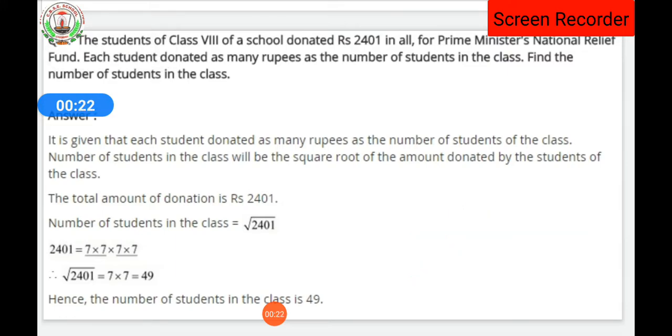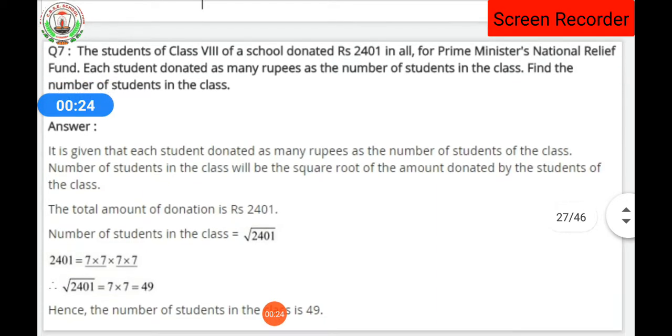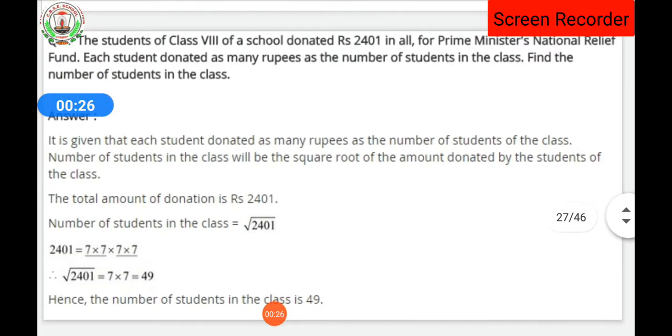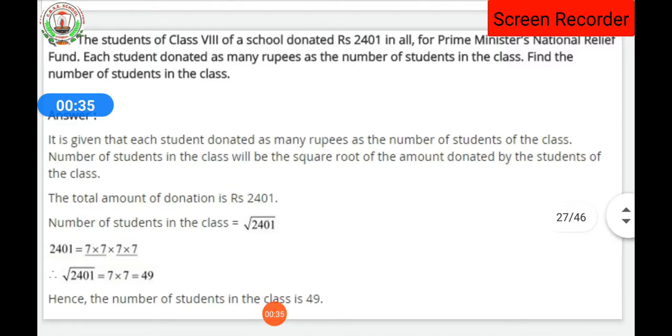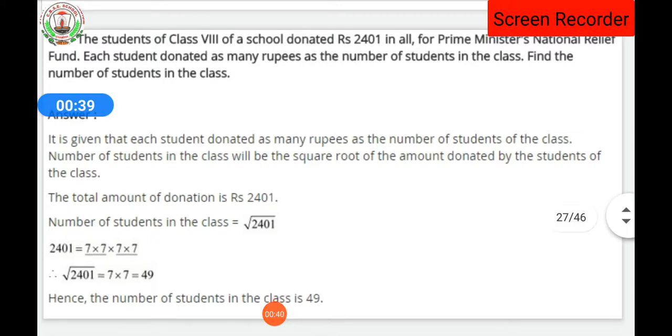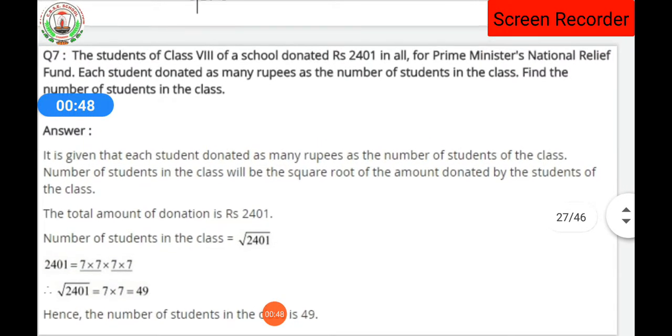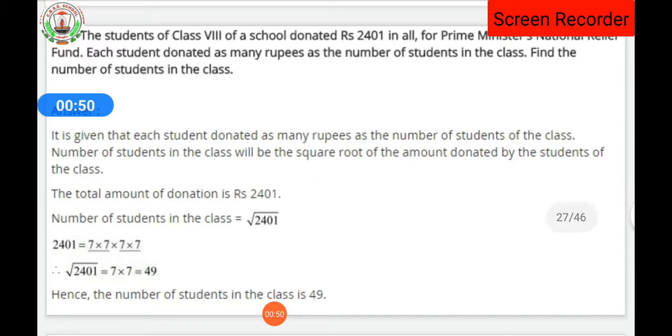What question number 7 says: the students of class 8th of a school donate rupees 2401 in all for the Prime Minister National Relief Fund. Each student donates as many rupees as the number of students in the class. That means the number of students in the class will be equal to the donation money. Find the number of students in the class. So here we look towards the solution.